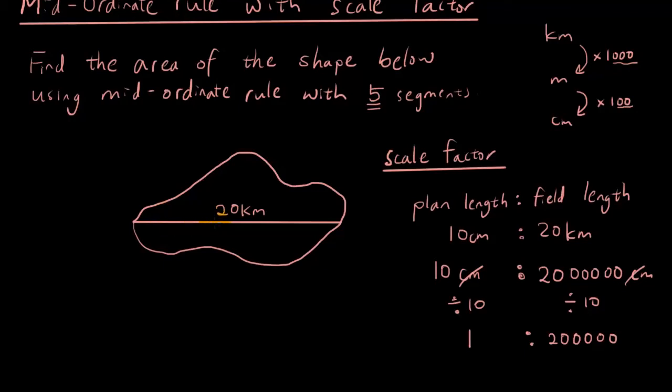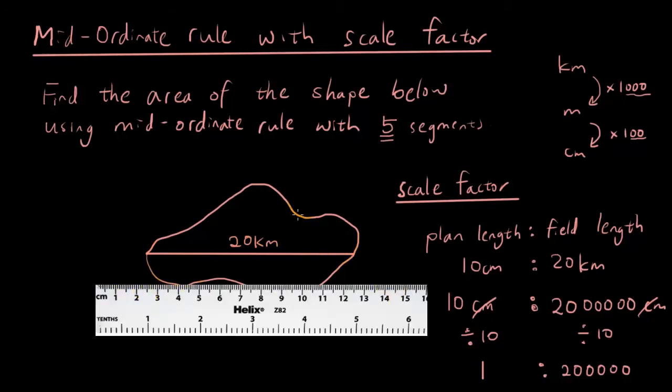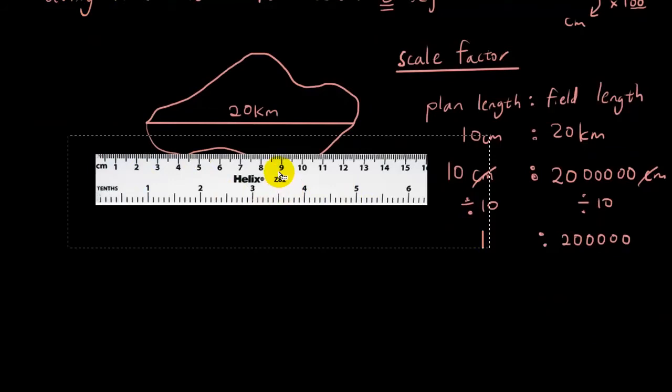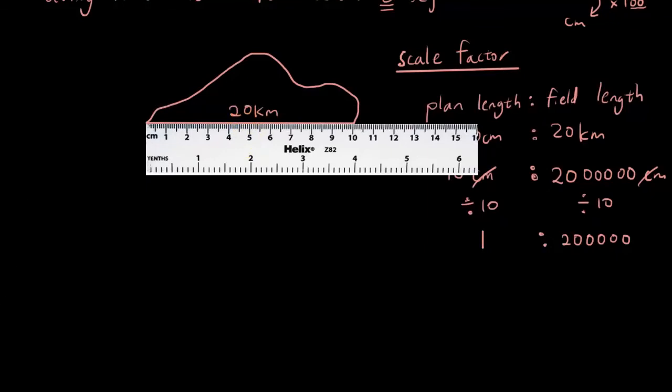Okay, so now what we're going to do is we're going to use the mid-ordinate rule, and it says we're going to use the mid-ordinate rule with 5 segments. So what that means is we're going to divide this survey line into 5 segments. So let's bring up the ruler again and just move it to where the survey line is. And we're just going to draw 5 segments. So each segment is 2 centimeters because the whole survey line is 10 centimeters.